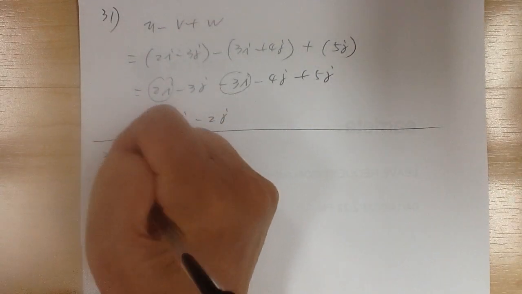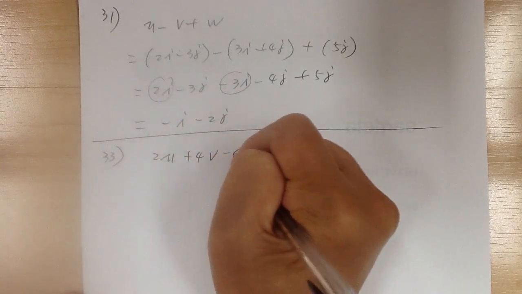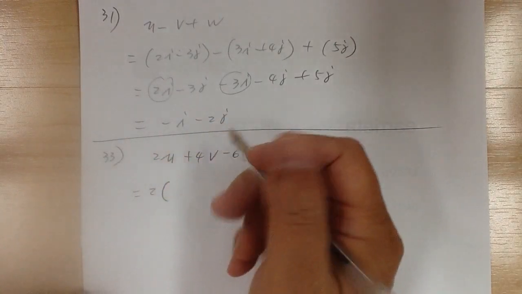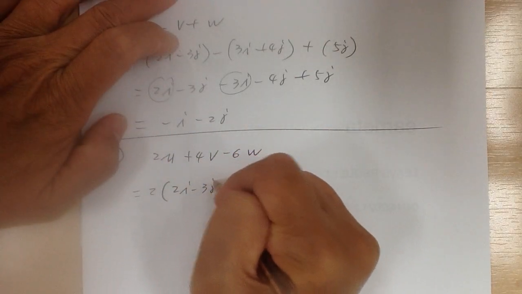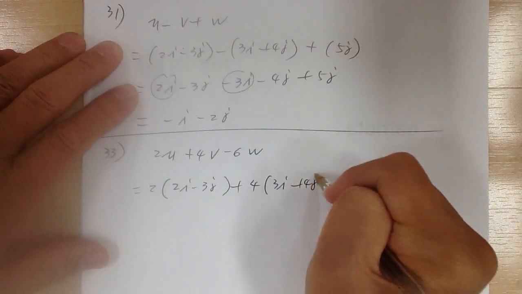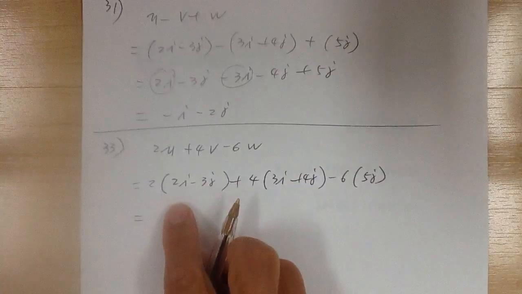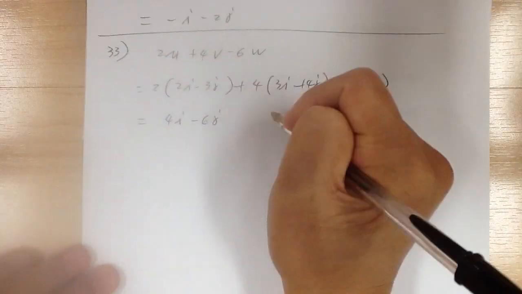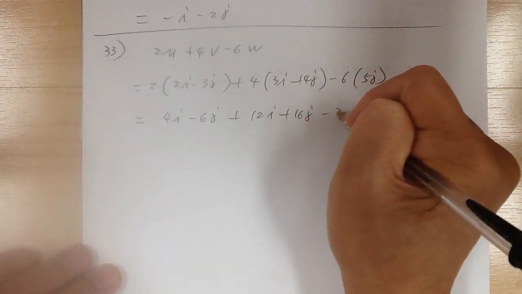Okay, number 33. You're looking for 2u plus 4v minus 6w. Right? Okay, you can just substitute everything in. So 2 times u is 2i minus 3j. Okay, 4 times v is 3i plus 4j, minus 6 times 5j. Okay, then next go and distribute everything. So you're going to get 4i minus 6j plus 12i plus 16j minus 30j.